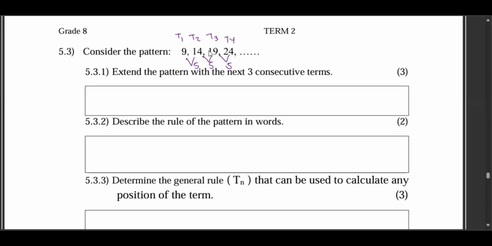So what are the next 3? When you add 5 to 24, you get 29. When you add 5 to that, you get 34. When you add 5, you get 39. When you look at this, you see that they're adding 5. So our next 3 terms are 29, 34, then 39.